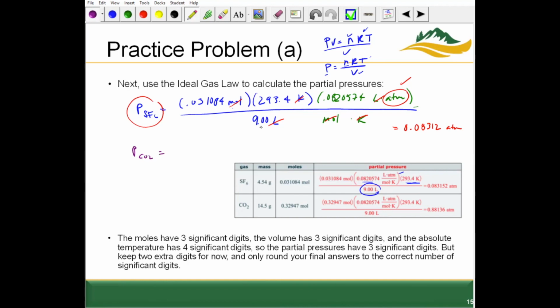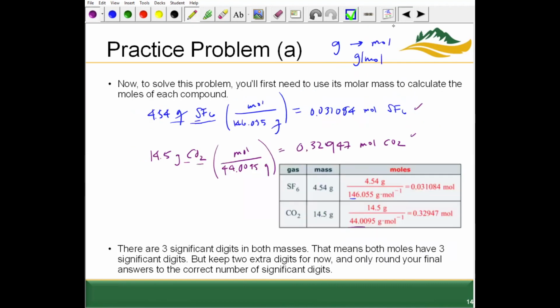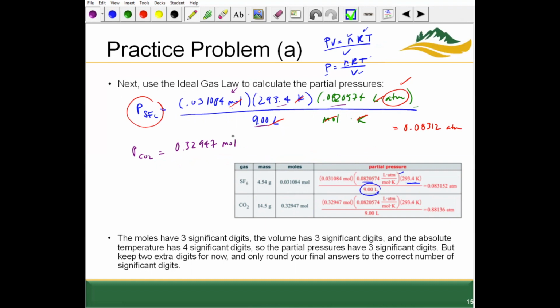We know that we have the same volume, the same temperature, and the same gas constant. What is different for carbon dioxide is the number of moles. On this last slide, we took grams into moles. Then we can use that mole amount for CO2, just like we use this mole amount for sulfur hexafluoride. So this many moles times the temperature is still 293.4 Kelvin.